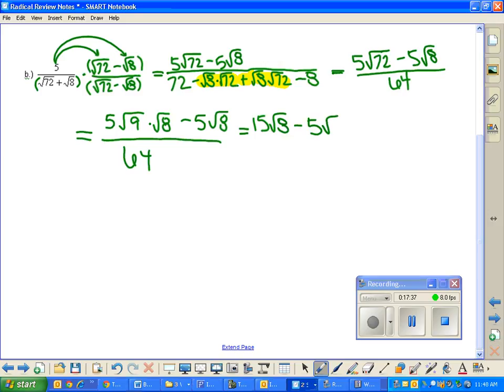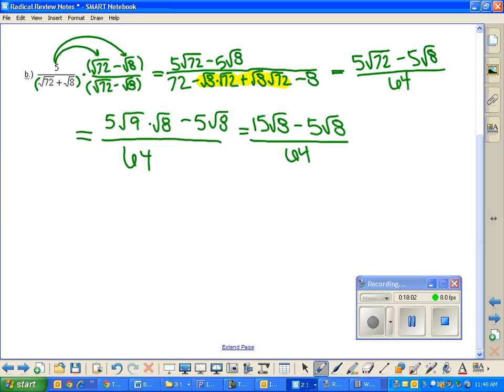minus 5 square roots of 8 all over 64. 15 square roots of 8 minus 5 square roots of 8. If we have 15 of them and we take away 5, this is the only time, by the way, that you can add or subtract, is if the radical is the exact same. You can add and subtract.